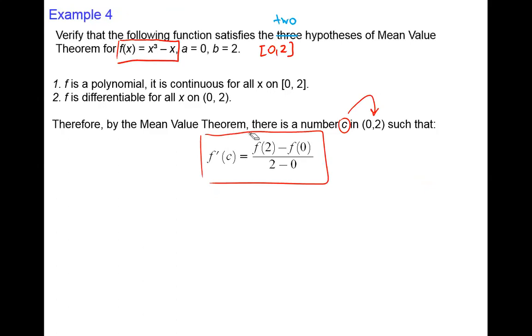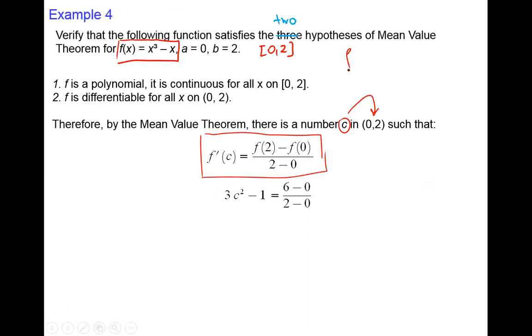We need the derivative. First of all, we need this. Hopefully we understand: the value at 2, I just took 2 and substituted here. 2 cubed minus 2 is 6. And the value at 0 is 0. That means I have 6 minus 0 over 2 minus 0. Everybody is okay with my left-hand side?